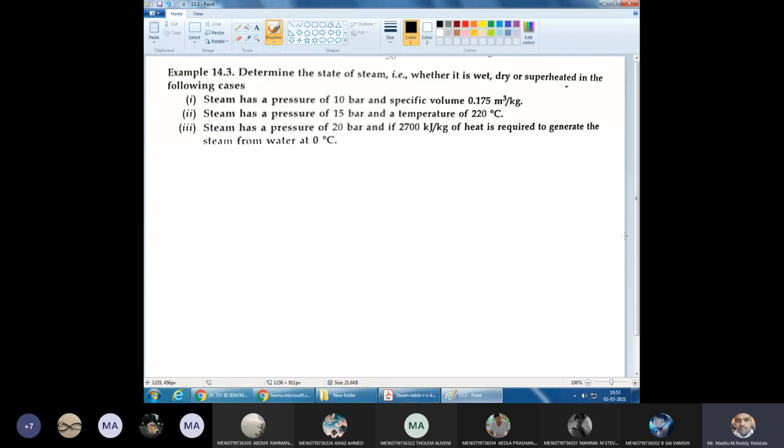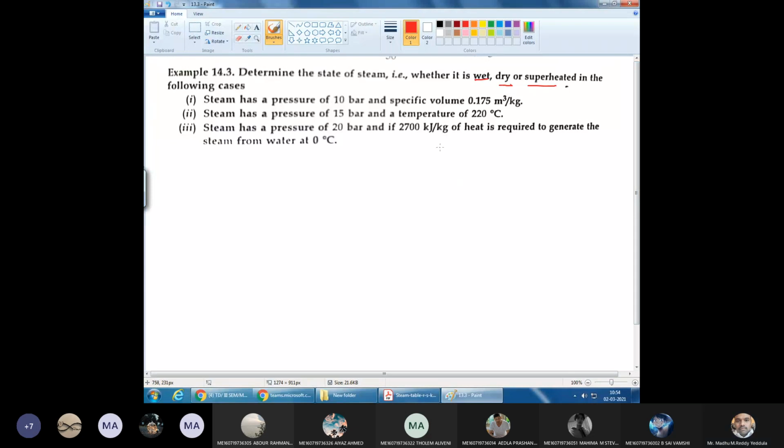Just go through the problem quickly. Determine the state of the steam in the following cases, whether the state is wet, dry, or superheated. We need to say, based on the given condition. There are three conditions given. In each condition, what is the state of the steam?